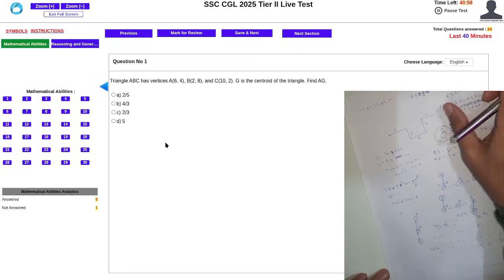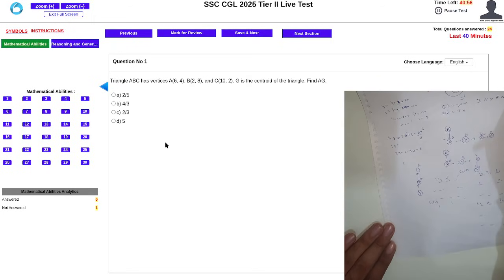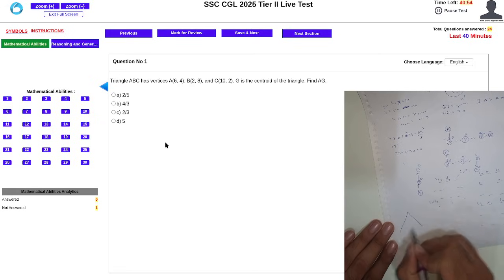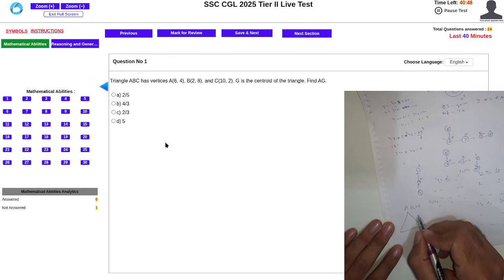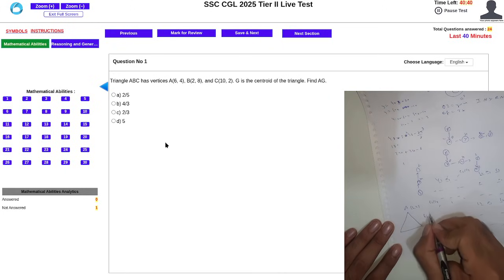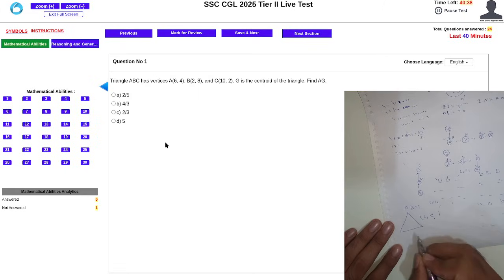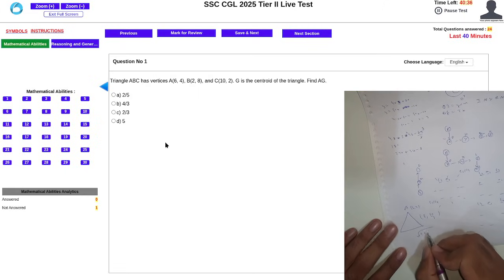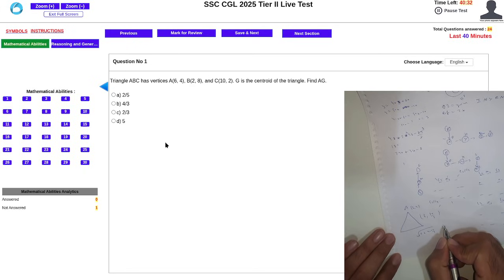Triangle ABC has vertices G to find AG. A 6 4, G 8, 18 6 and 12. 14/3, 14/3, AG 0 plus 14/3, 2/3, 6, AG.